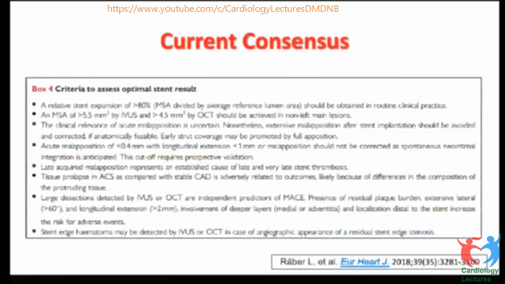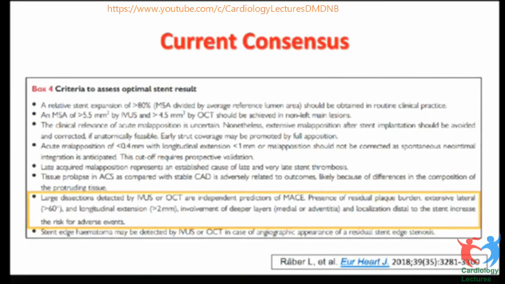And what do the guidelines recommend for which dissections to be treated? Dissections which occurred in an area with a large residual plaque burden and a lateral extension of more than 60 degrees, longitudinal extension of more than 2 millimeters, and involvement of media and localization to the distal edge. So these are the things you have to look into and fix these dissections because they result in adverse events during follow-up.